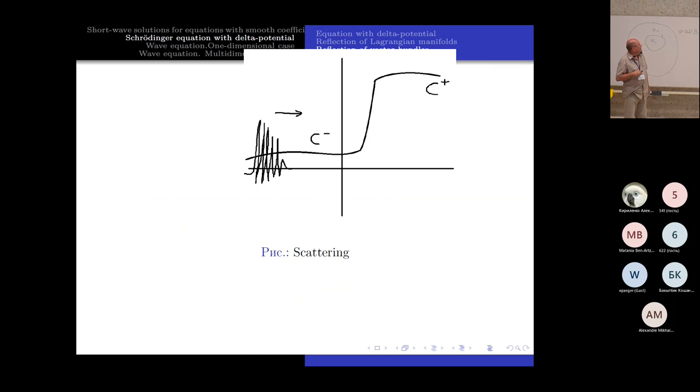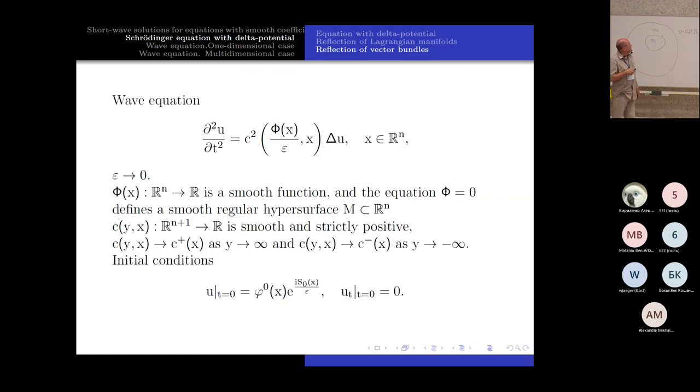So the picture is something like that. We have some very regular function C minus, another regular function C plus, and then the points of some surface will have a jump. The function itself is smooth, but if we consider the weak limit of this function as epsilon tends to zero, it will be discontinuous. For example, we can consider the case when C plus and C minus coincide, then we have something like a delta function.